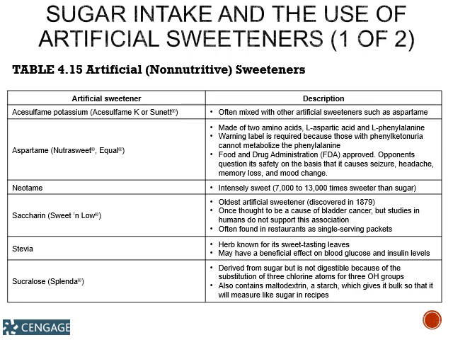Acesulfame potassium contains the mineral potassium. It is often mixed with other artificial sweeteners like aspartame. Aspartame is a controversial non-nutritive sweetener. Sold as Equal and NutraSweet. It's made up of 2 amino acids, aspartic acid and phenylalanine.